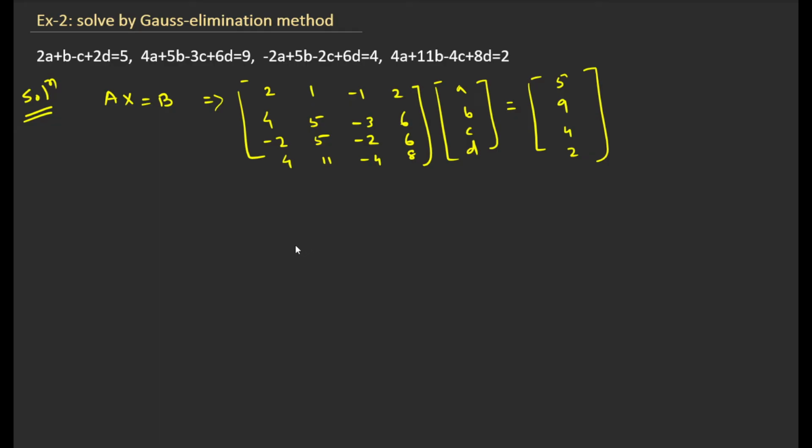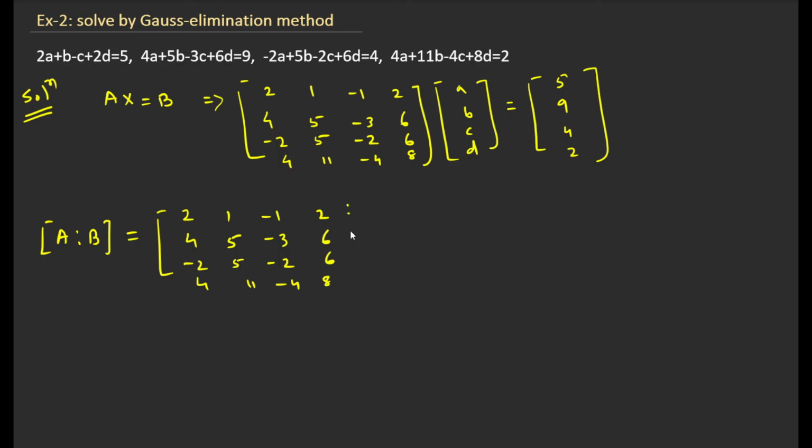After writing the linear equation in matrix form, our next step is to write the augmented matrix, A dot dot B. It's better if you practice with me, then it will be much clearer to all of you. So take pen and paper and do it with me. Minus 1, 2, 4, 5, minus 3, 6, minus 2, 5, 6, 4, 11, minus 4, and 8. So this is the augmented matrix. Now we'll write B: 5, 9, 4, and 2. So first we have to write the augmented matrix.